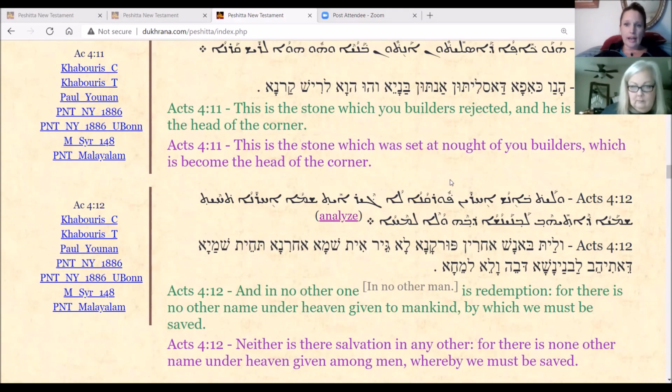So when we're looking at the word here, the very first word that we're looking at is "not," and "in no other" or "neither is." It's translated as "is not." Well, isn't that interesting? Okay, so the root of it is Aleph Yod Tav.